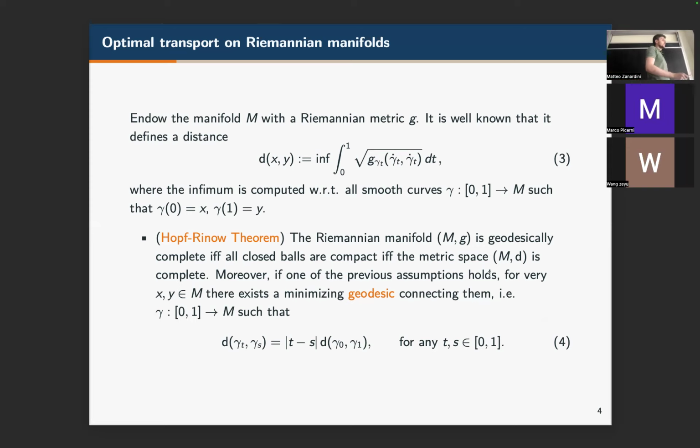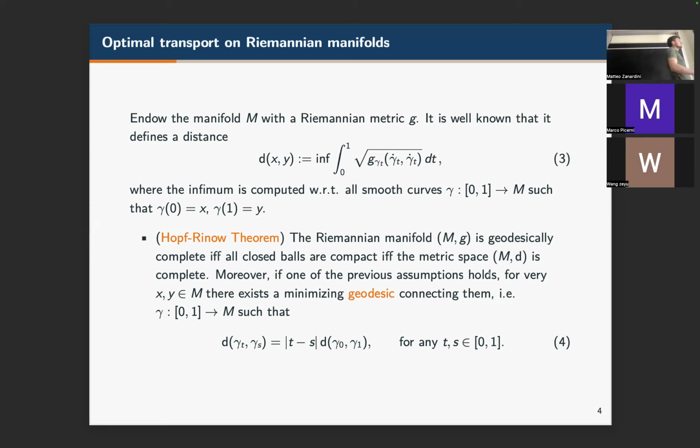But I think what is very interesting in this setting is the Hopf-Rinow theorem, which states that on a given Riemannian manifold, there are 3 notions that are equivalent. The first one is the so-called geodesic completeness of the manifold, which says that every geodesic you can have in your manifold has the whole real line as its maximal domain of definition. This is equivalent to the fact that all closed balls are compact with respect to the distance d. This reminds one of the Heine-Borel theorem.